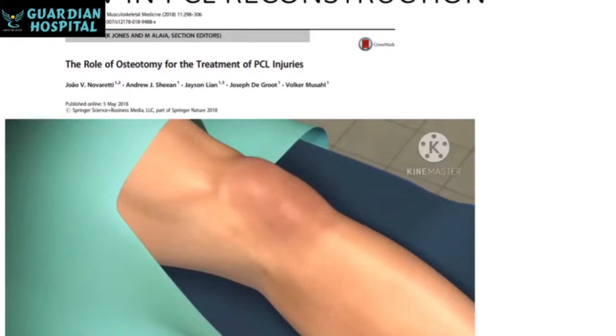Standard open surgery means a big incision and the healing time is more. The advantage of arthroscopic synovectomy is that, like any other arthroscopic surgery, it is a day care procedure. You can admit the patient for 1 or 2 days and send them home.